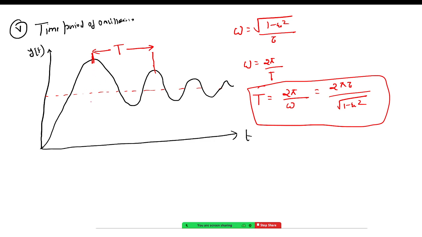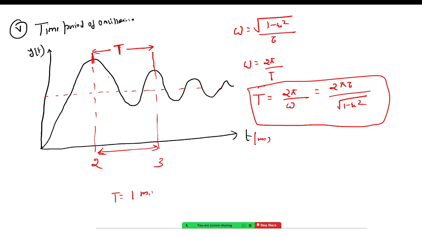Or sometimes what happens, they will give you the plot and here they will give you values, let's say 2 and 3. So what will be your time period of oscillation? Let's say this one is a minute. So 1 minute. Why? Because this is the time that we are trying to calculate, and from the curve you can calculate this time. This is only 1 minute. That's why your time period of oscillation is 1.